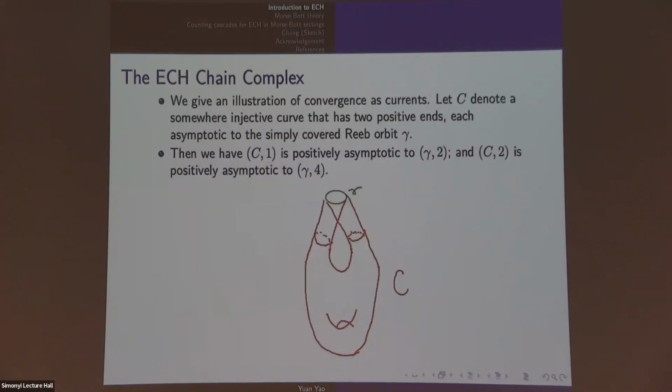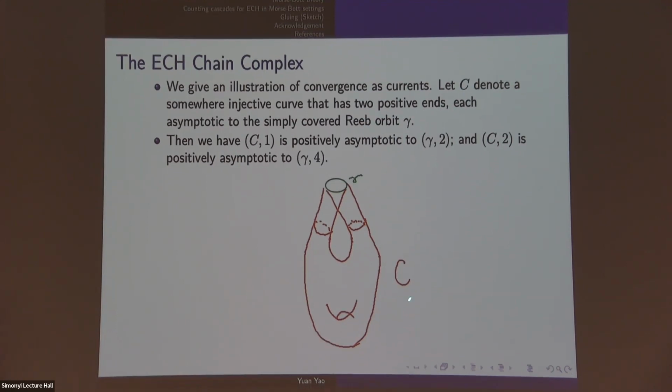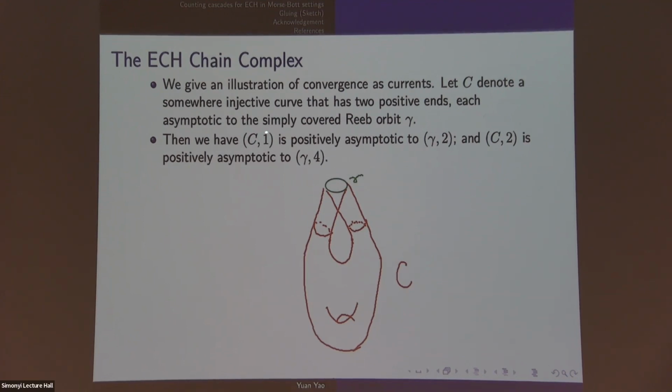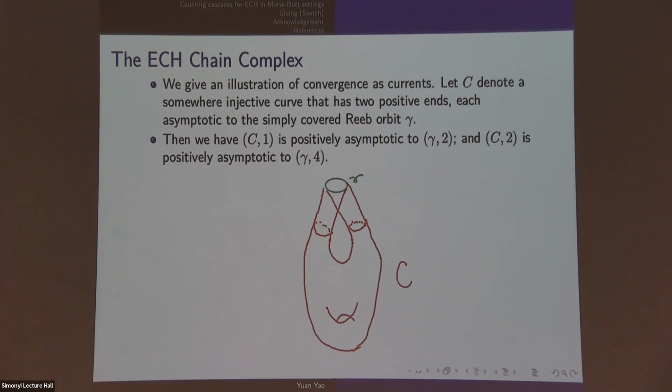And to give an illustration of this fact, let's say C is a somewhere injective curve that has 2 positive ends, each asymptotic to the simply covered Reeb orbit gamma. As I've drawn here, this is C and this is a Reeb orbit. Then C with multiplicity 1, the somewhere injective curve, is positively asymptotic to gamma^2, because as a current, it covers gamma twice. And analogously, C with multiplicity 2 is positively asymptotic to gamma^4.